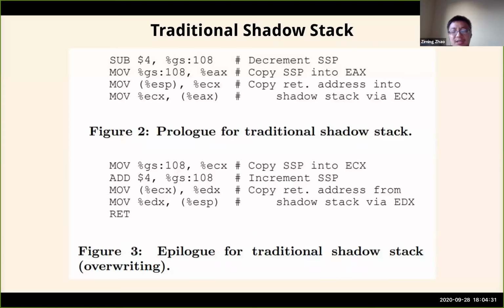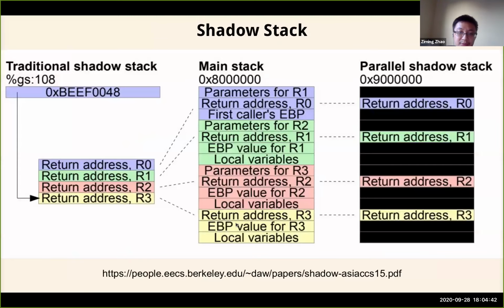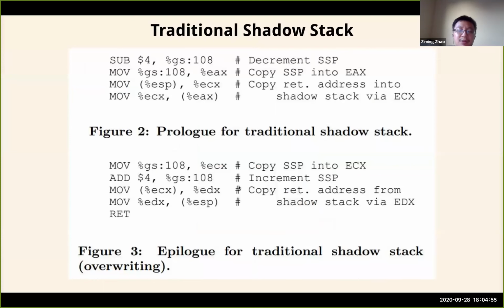The second approach is we can overwrite the original stack. So this is the original stack, now it returns. The return address R3 will overwrite the original one. So we don't even need to check. We trust this one. We just overwrite this. So this is the code for the overwrite option.